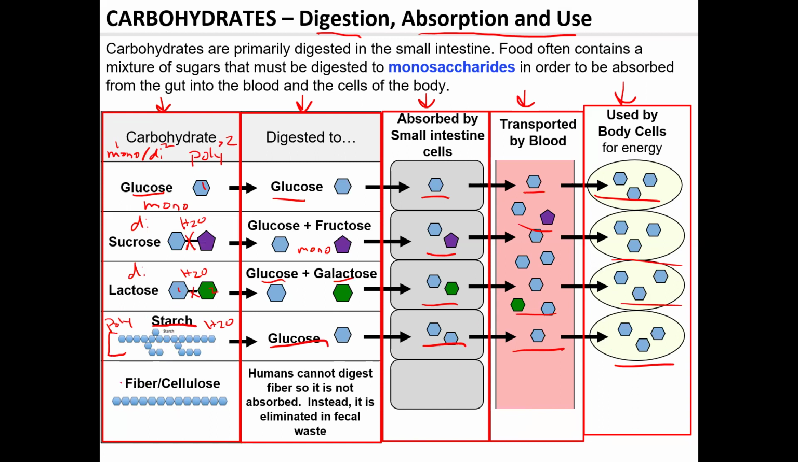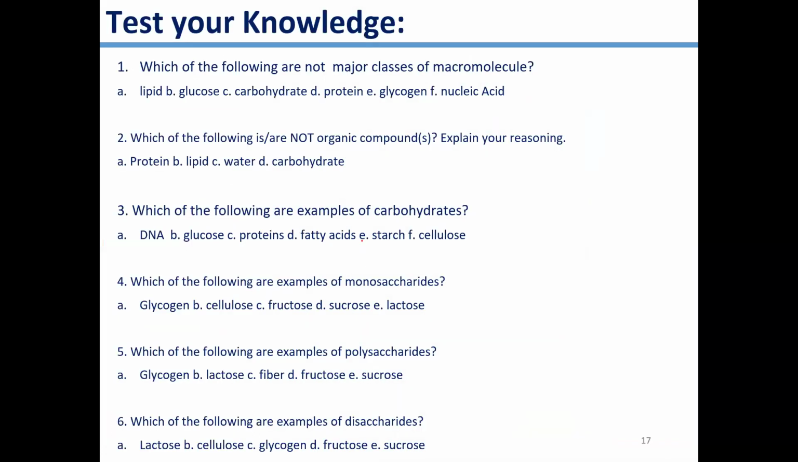Now remember, fiber and cellulose are very dense. We can't really break this down. So unfortunately, this is not going to really be absorbed in the small intestines. It's not going to really be transported by the blood, and it's not going to really go anywhere. But remember, it is going to be really good for eliminating waste. All right, and that is going to conclude the lecture for carbohydrates.